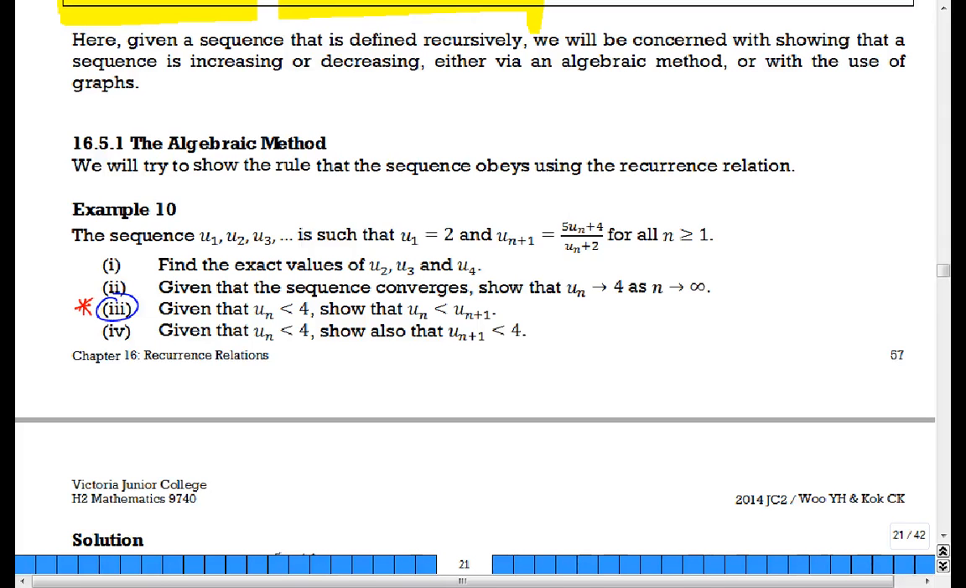Solve already, but I just want to do a quick recap. Given that u_n is smaller than 4, you are to show u_n is smaller than u_{n+1}. And in your solution, what did we do? We considered u_n minus u_{n+1}, and then we eventually showed that this is smaller than 0. Correct? We eventually showed that it is negative. That's our approach so far.